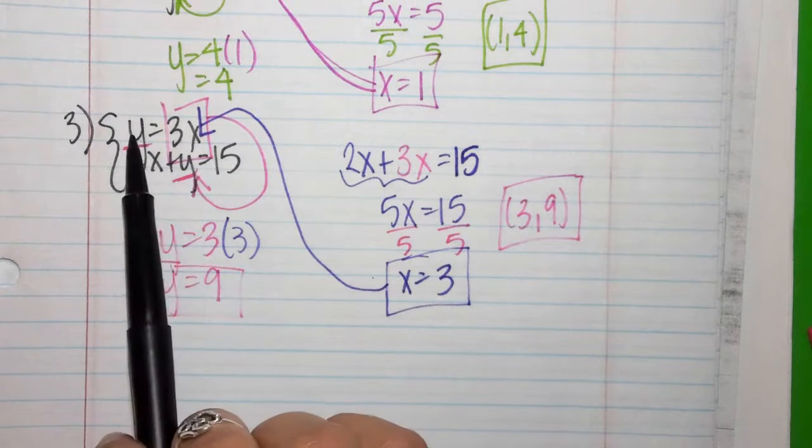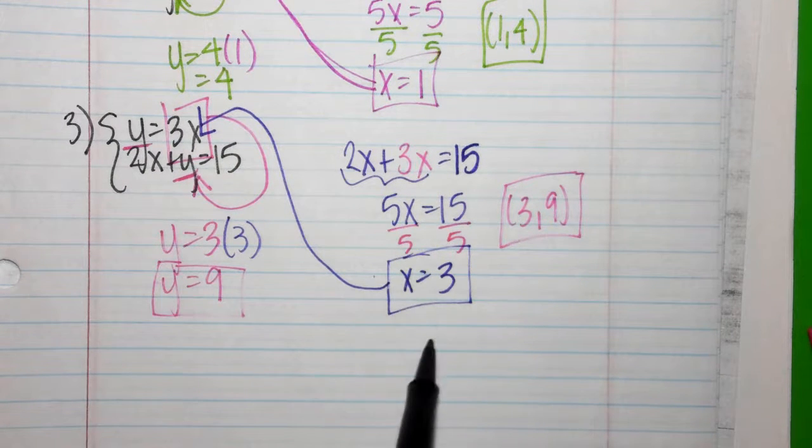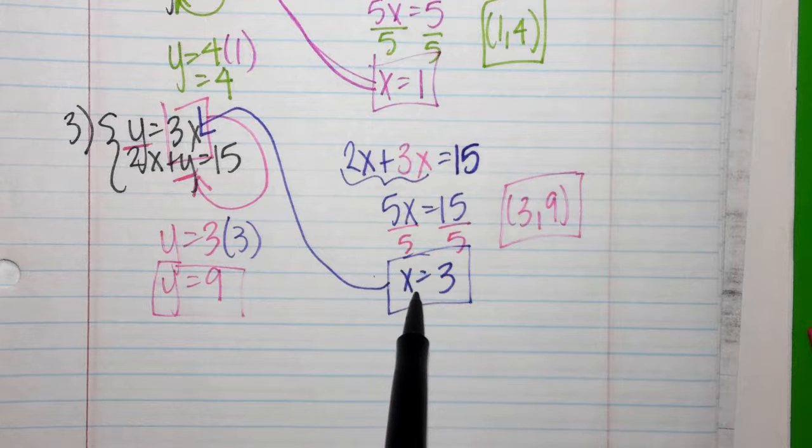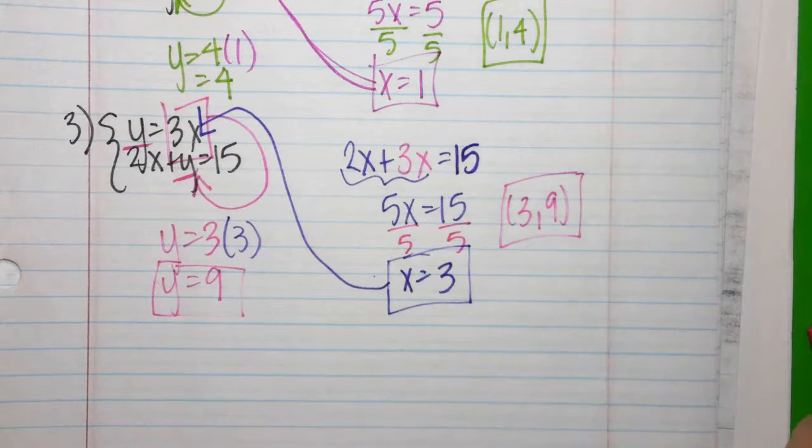Alright, now remember, y was by itself, so we took 3x and we plugged that in for y. We combined like terms and found x. We were not done, so we took x, we plugged it in up here to find y. Ready for number 5?